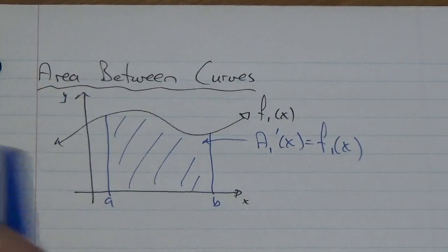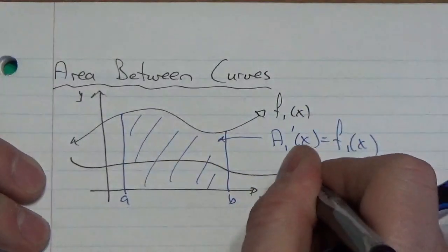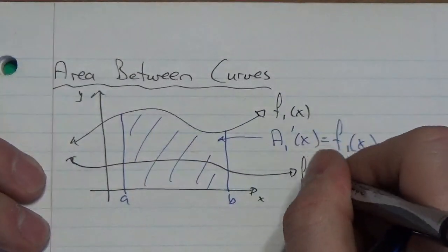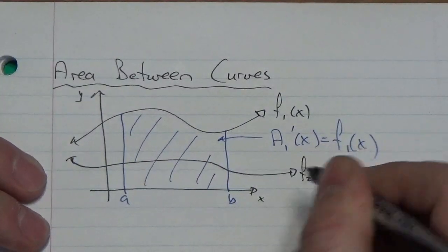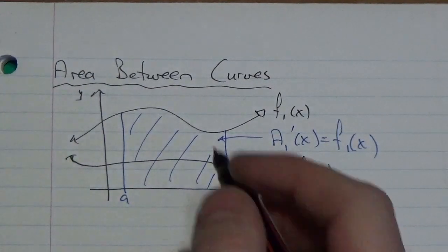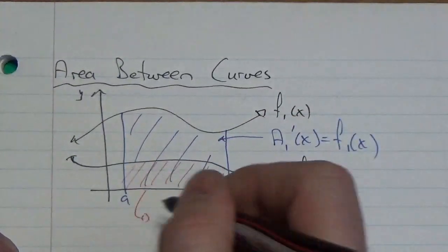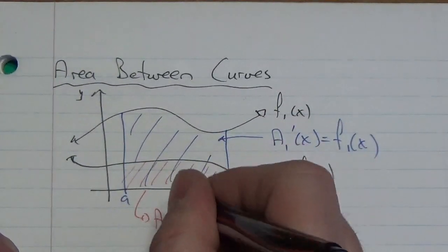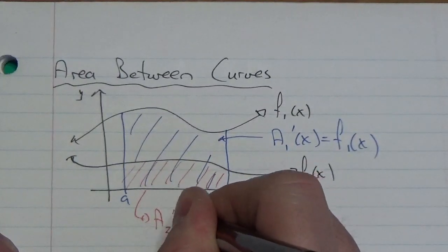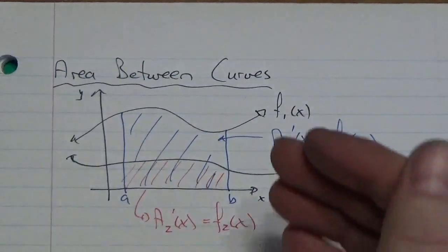Now, another thing that I could do here is I could have another function, and let's say that this is my f2 of x. Well, I could find the area underneath f2 of x as well, and so this area function right here, the derivative of it is going to equal f2 of x. And now remember how that works.